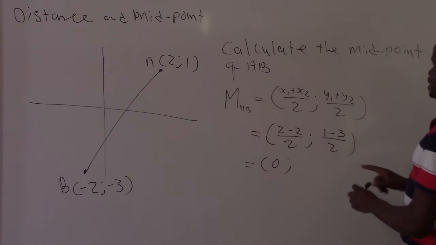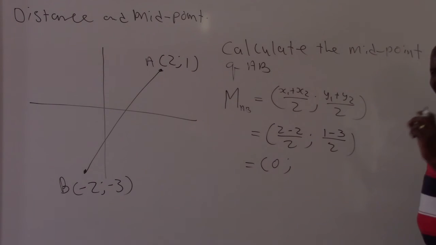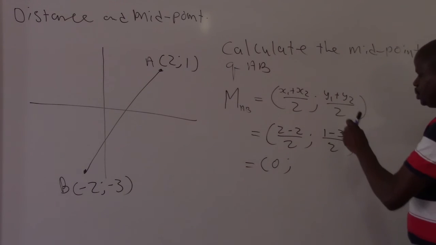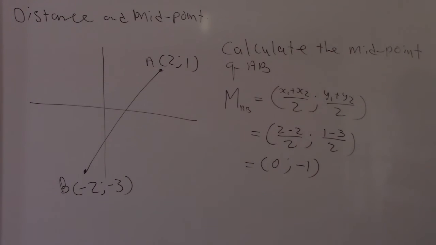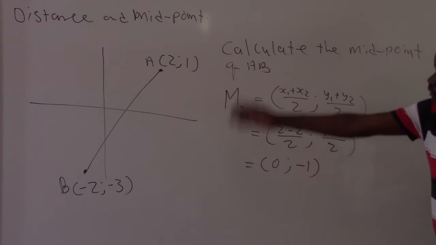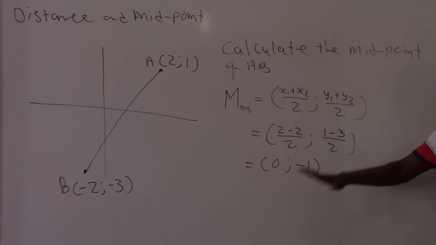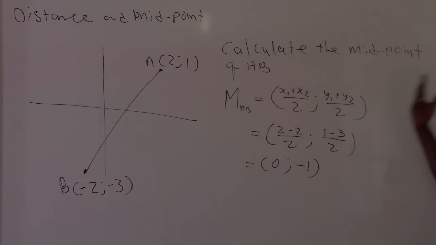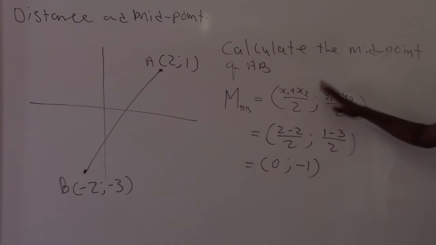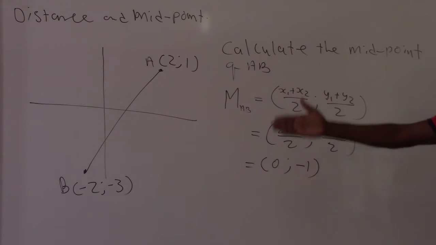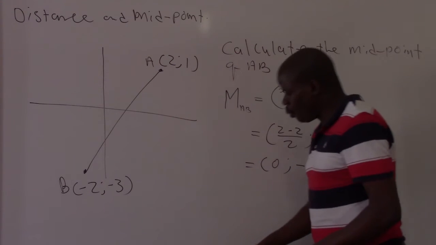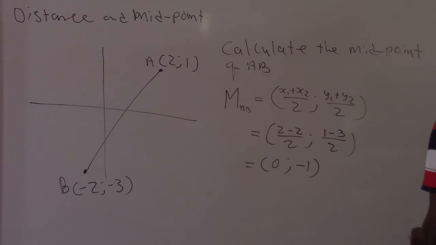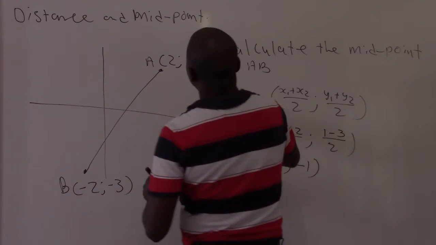And then we come this side. 1 minus 3, it's a negative 2. Negative 2 divided by 2, it's a negative 1. So then those are the coordinates of the midpoint of AB. So this is how basically the midpoint is calculated all the time. That is if you are given the values or the 2 coordinates, and then now you calculate it, you get it like that.